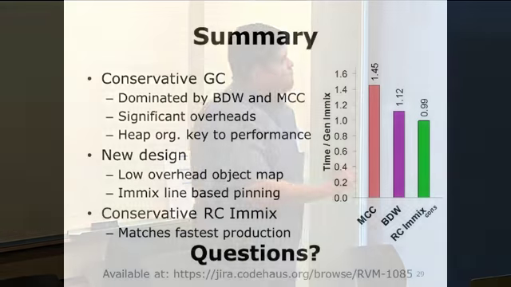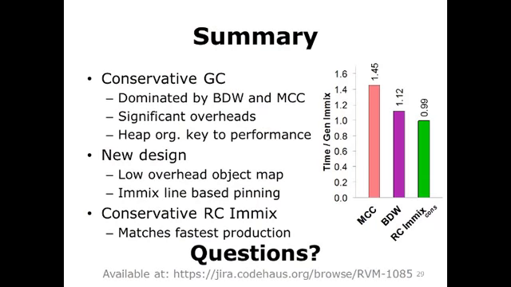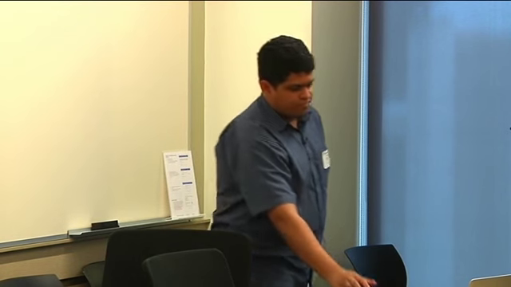So in summary, conservative GC has been dominated by BDW and mostly copying, with significant overheads, and we found that not conservatism but heap organization is key to performance. We have a new design. We use a low overhead object map and line-based pinning, and our conservative reference counting Immix collector matches the fastest production collector. This is the first time a conservative GC for a managed language has the same performance as an exact generational collector.